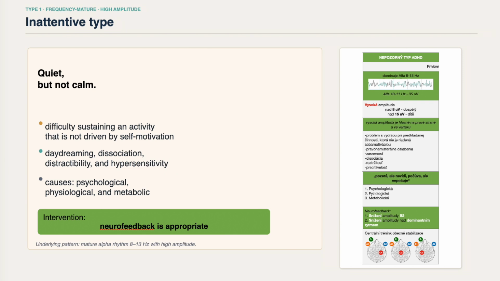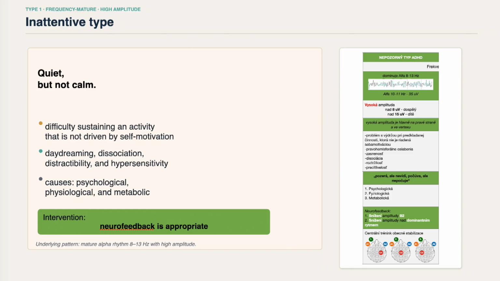This type is considered frequency mature, which means the brain rhythm itself is normal for age. The issue is not the frequency, but the amplitude. In other words, how strong the activity is. The main feature is increased amplitude of the dominant rhythm, most often at the top of the head and in the right hemisphere. In everyday life, this shows up as difficulty staying focused on tasks that are not interesting, distractibility, daydreaming, scattered attention, and often a feeling of not being fully present.